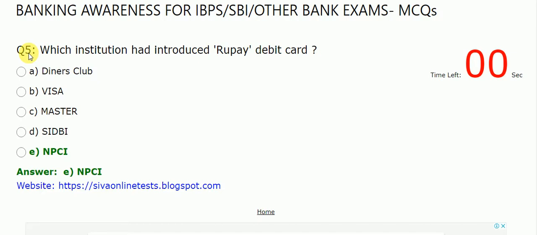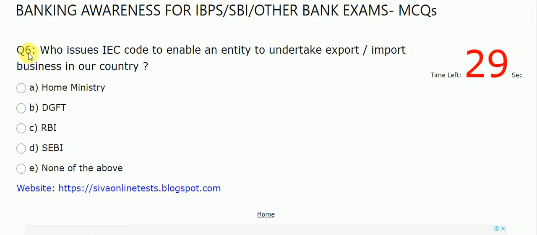Question 6. Who issues the IEC code to enable an entity to undertake export-import business in our country? Options. A. Home Ministry. B. DGFT. C. RBI. D. SEBI. E. None of the above. Answer. B. DGFT.